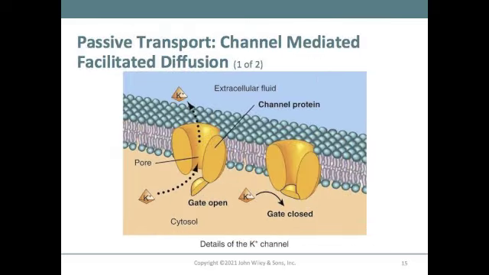And this slide brings us to figure 3.6, also on page 70. This outlines channel-mediated facilitated diffusion of potassium ions through a gated potassium ion channel. A gated channel is one in which a portion of the channel proteins acts as a gate to open or close the channel's pores to the passage of ions. Channels are integral membrane proteins that allow specific small inorganic ions to pass across the membrane by facilitated diffusion.